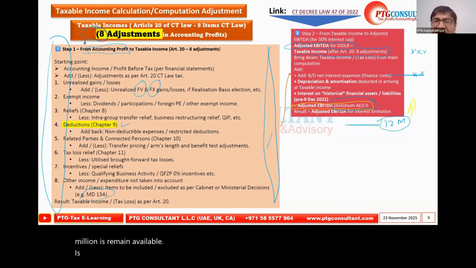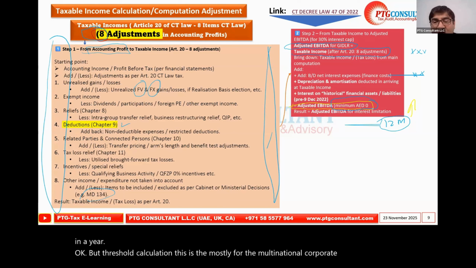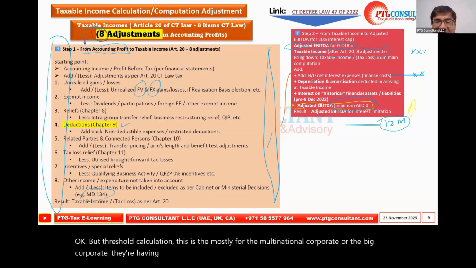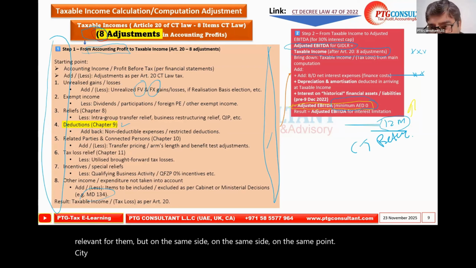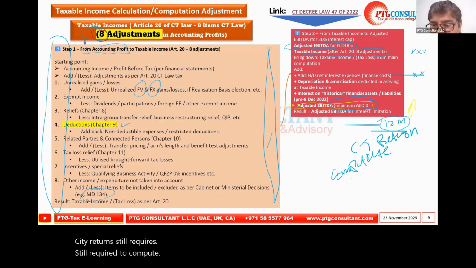Maybe for most companies, the finance costs are less than 12 million in a year. But the threshold calculation is mostly for multinational or big corporates, which have huge financing from banks or other financial institutions. But on the same point, the tax return still requires you to compute the adjusted EBITDA.